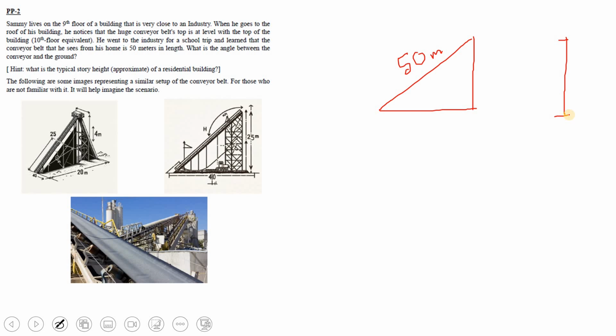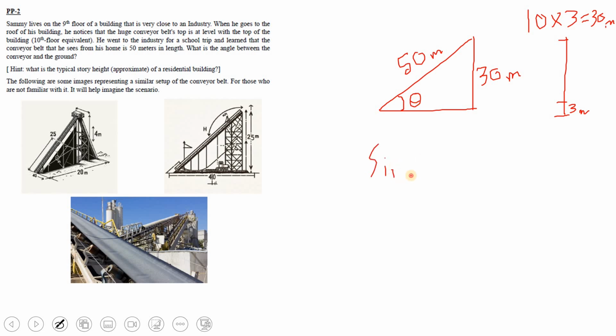All right, moving on. Let's say that this is a typical building and each of the stories is 3 meters and it's 10 stories. So it's going to be 10 times 3, which comes out to be 30 meters. So the height of the triangle is coming out to be 30 meters. And the question asks us for this angle. If we call this angle theta, we can easily calculate it.